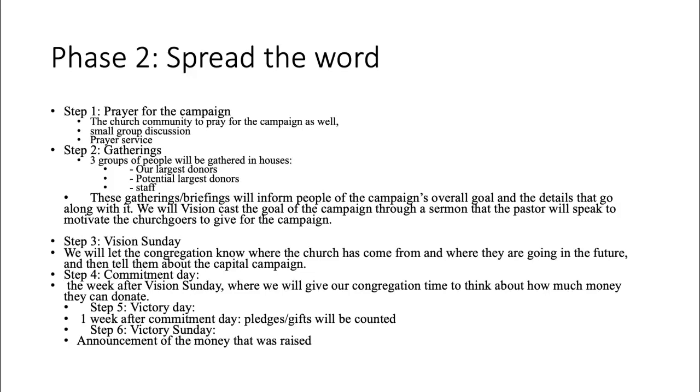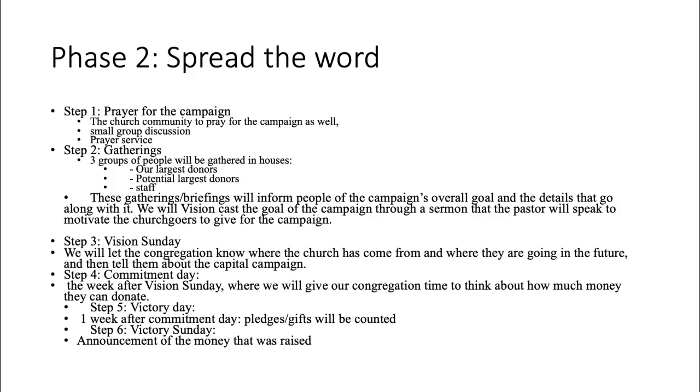We will vision cast the goal of the campaign through a sermon that the pastor will speak to motivate the churchgoers to give to the campaign. Step 3 is Vision Sunday. We will let the congregation know where the church has come from and where they're going in the future, and then tell them about the capital campaign.